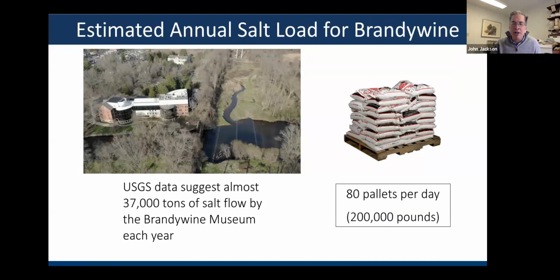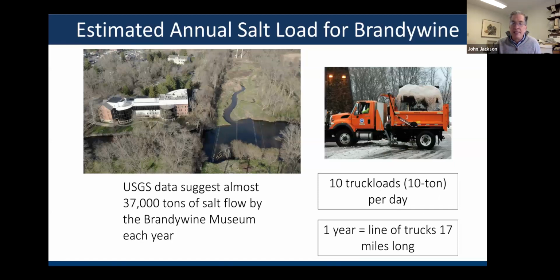That's 80 pallets per day, 200,000 pounds per day, 37,000 tons per year. That's 10 truckloads, a 10-ton truck dumping into the river right there at this bridge every day. Or if you lined up those trucks in one year, it's a line of trucks 17 miles long. We just use so much salt.